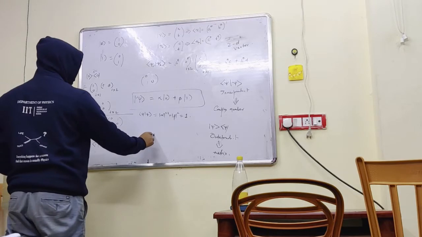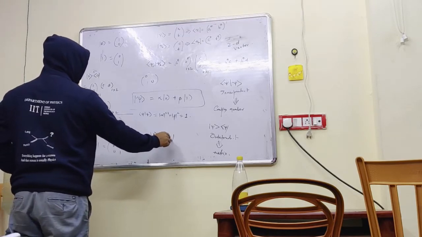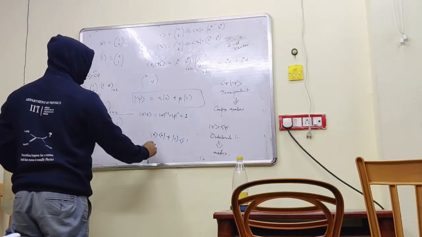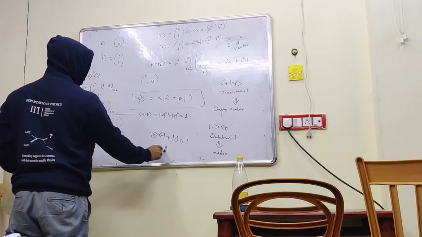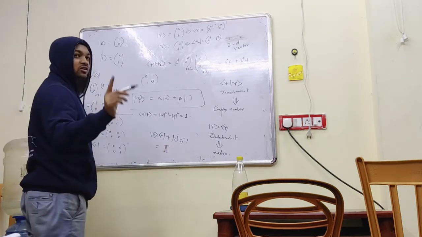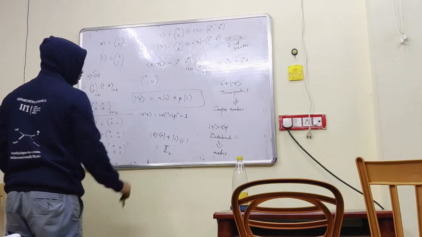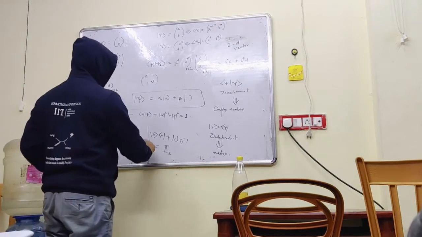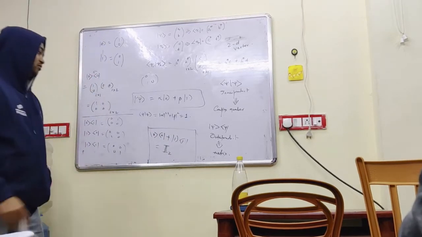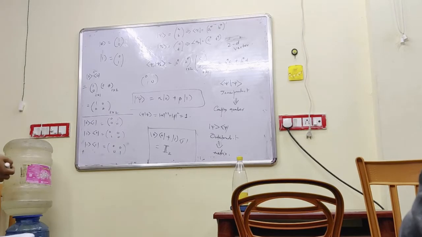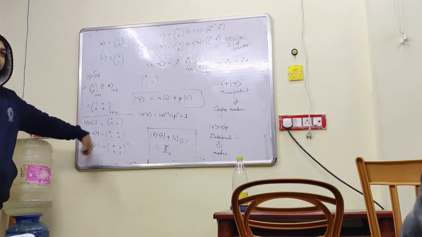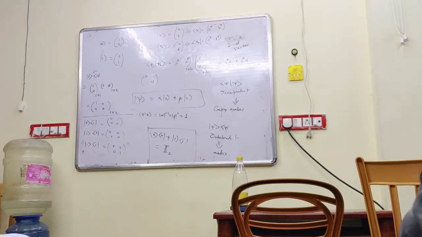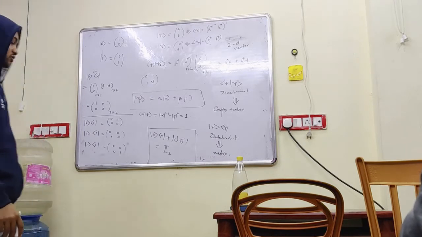So |0><0| plus |1><1| gives me the identity matrix of 2 cross 2. So I just write it I2. Write this result. This is very, very important. I would later on tell you why it is important. Do not just write it, add them. Write these 2 matrices in a single line, just for the sake of completion.